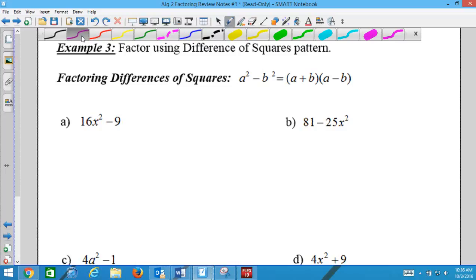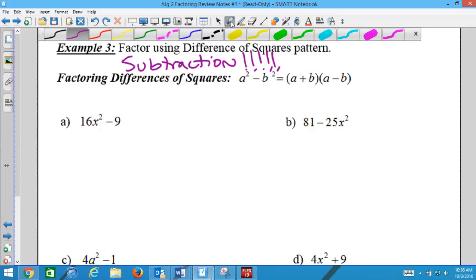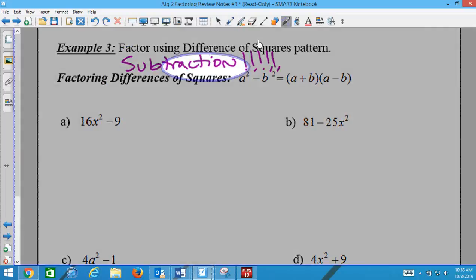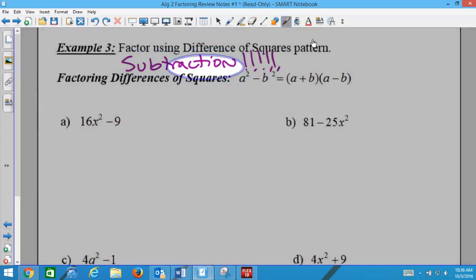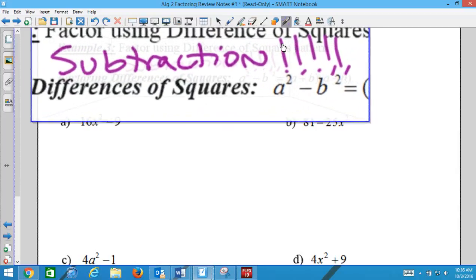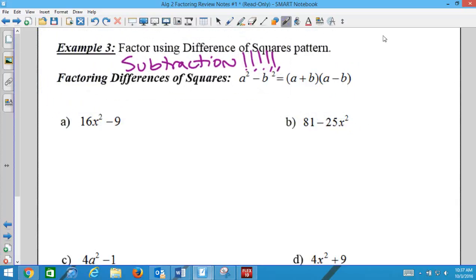Okay, difference. You know what difference means? Subtraction. This has to be subtraction. If it's not subtraction, you can't do it. Can you do it if it's not subtraction? No, it has to be subtraction. Cool. One more time.